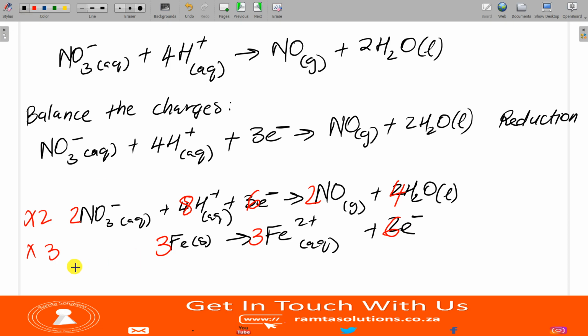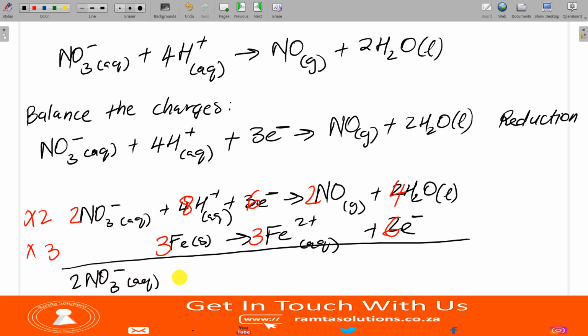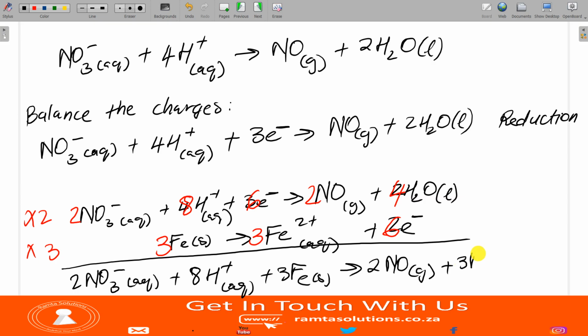Now what is the overall reaction? The overall reaction will be 2 nitrate aqueous plus 8 H plus aqueous. As you are aware, the electrons will cancel, plus 3 Fe solid, giving us 2 NO gaseous plus 3 Fe3 plus aqueous plus 4 water liquid.